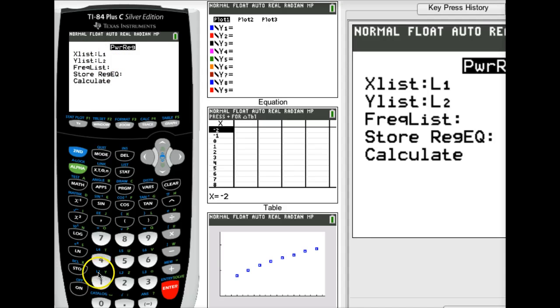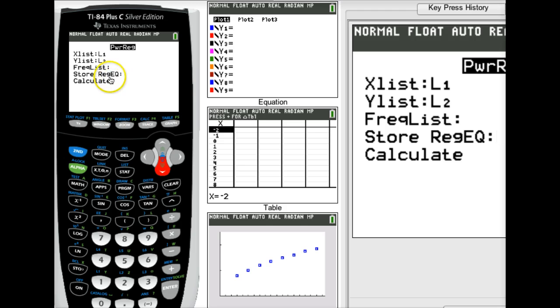Remember that you name lists. Lists are in blue, so you have to press second first. So if I wanted to change this to L3, I would press second 3, and it would change it. Obviously, I really don't want to do that because I want list 1. So second 1 for list 1, list 2 for the Y list. You skip the frequency list, then store regression equation. This is really important that you remember to do this.